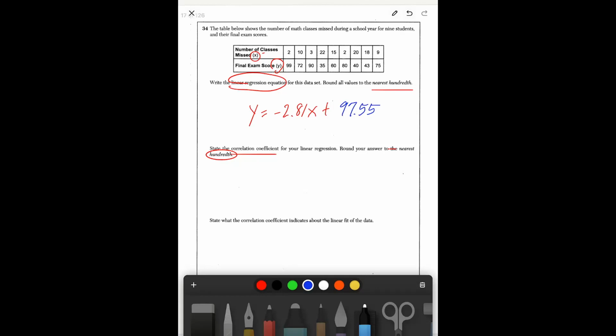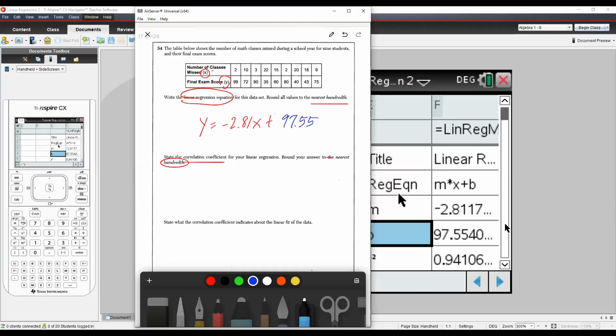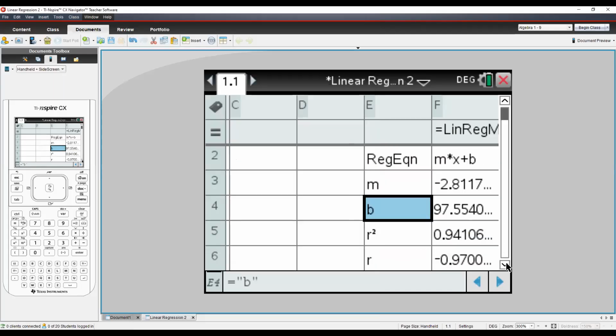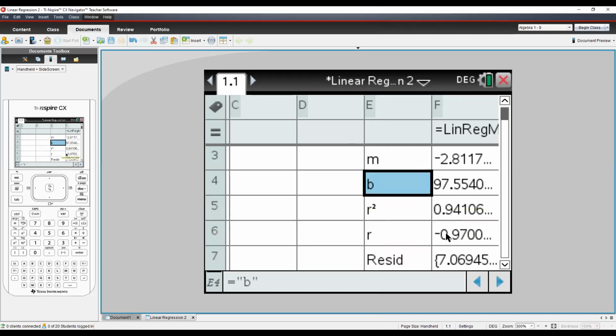Now they want me to do the correlation coefficient, and they want me to round that to the nearest 100th. So let's go and look for that. So you go to the calculator. It's always the R. So they told us that it's 0.97008. So let's go to the rounding sheet again. So let me write those numbers down. So it's going to be negative 0.9700. That's enough.